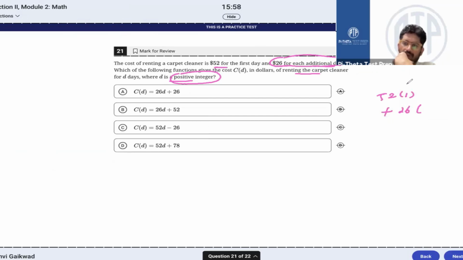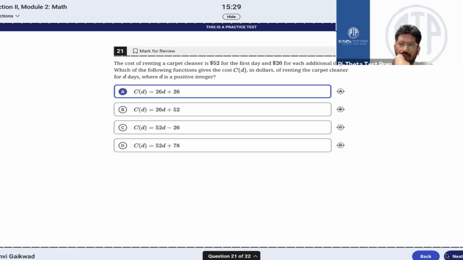Each additional day means already the first day is gone. So from the number of days, we have to subtract 1, right? Because they are telling you $52 for the first day. So how many days are remaining now? There are D minus 1 days, right? And that makes it 52 plus 26D minus 26. That makes it 26D plus 26 here. That is option number A. Going to the next question here.